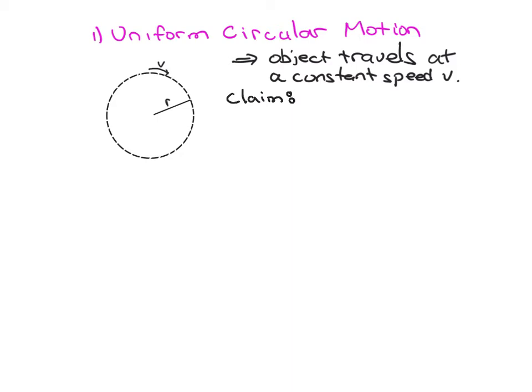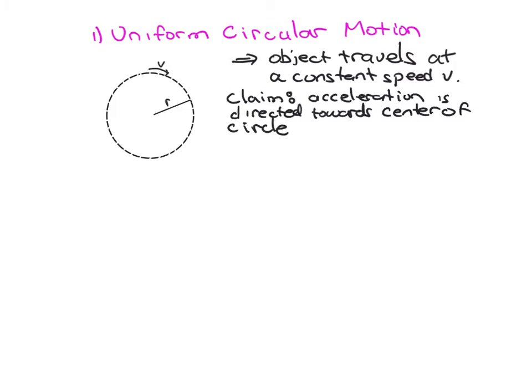One is that such an object undergoing uniform circular motion undergoes an acceleration. That may be surprising to you, but the acceleration that it undergoes is directed towards the center of the circle. And what do we mean by that? That means, for example, at any point as the object is traveling around, the direction of the acceleration is going to be directed radially inward towards the center of the circle. And we refer to this as centripetal acceleration. Centripetal just means directed towards the center of the circle.